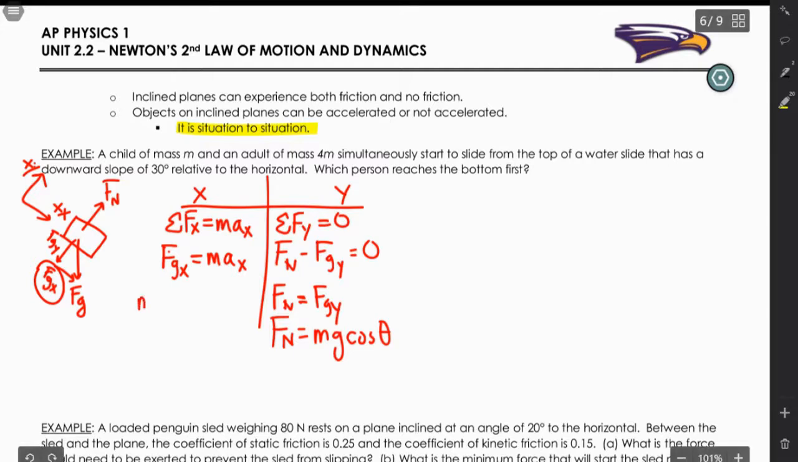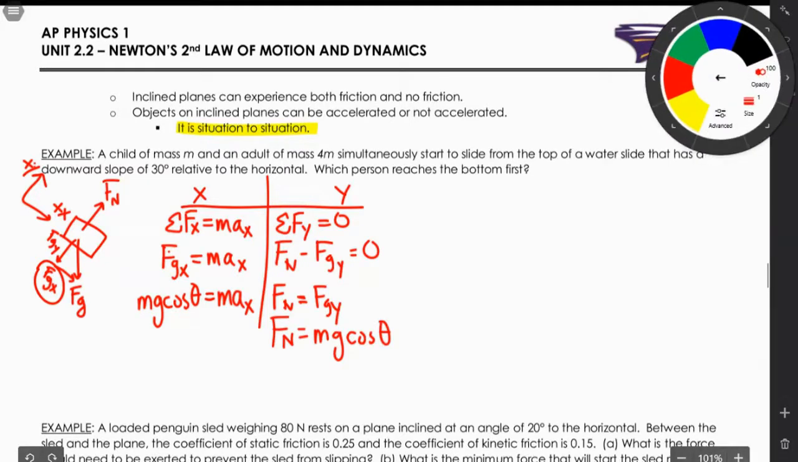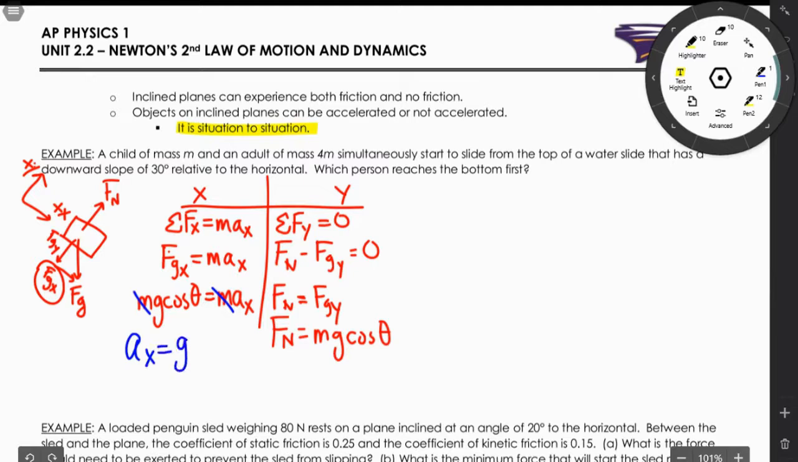Well, Fgx is mg cosine theta, right? And so it's going to be max, right? And there again, I put max or ax, okay? But I want you to see something that happens here. Notice what happens. I'm looking for the child, so let's do it for the child. The child has a mass m, which cancels out. So we find that the child's acceleration down the incline is g cosine theta. Okay, keep that in mind.